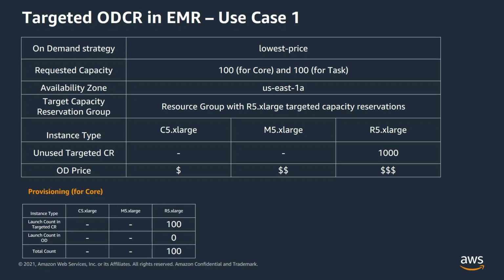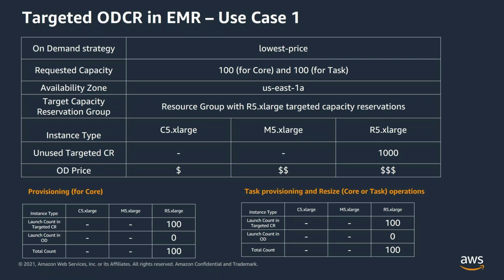So what this looks like whenever you're provisioning is EMR will fulfill all the core nodes with R5 extra large, since your account has enough unused targeted ODCR for the R5 extra large. So at the end of this operation, you'll have 900 unused targeted ODCR instances in your account. And it doesn't use any of the C5s or M5s. And since you have more R5 in the ODCR than you requested, it doesn't use any of the on-demand instances.